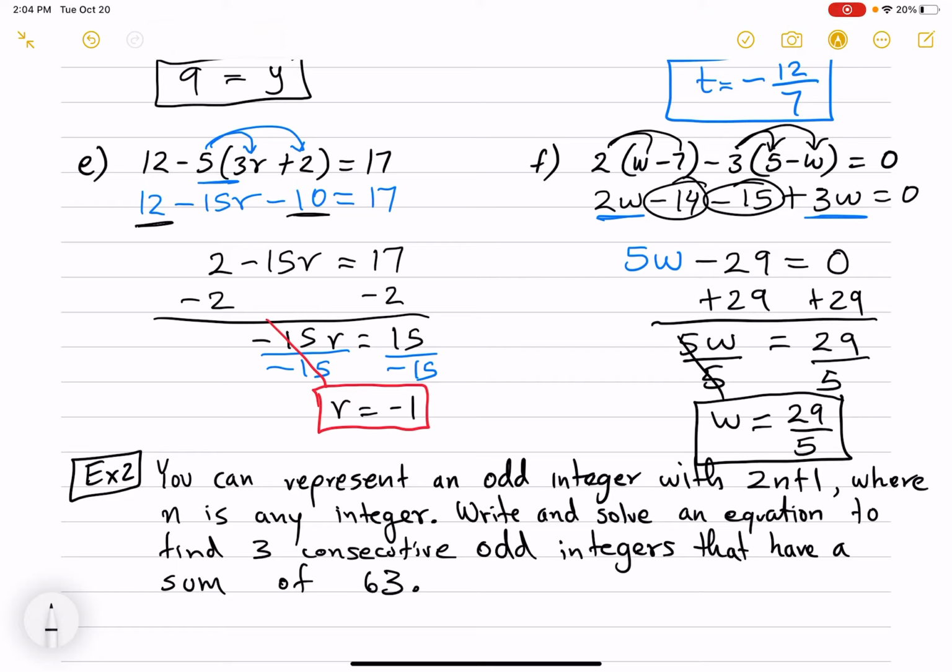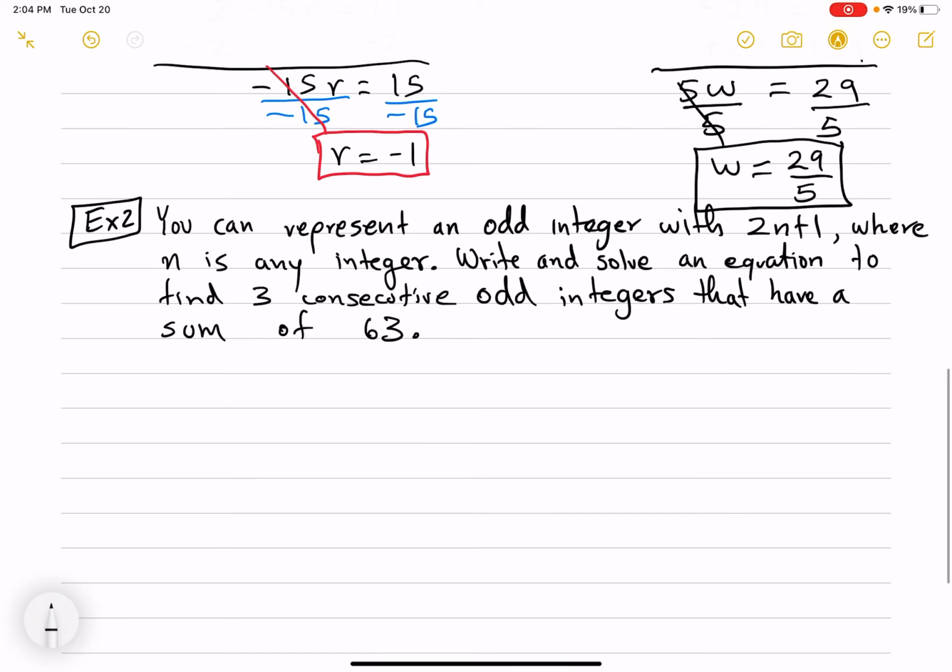Example number 2, we're going to do something similar to solve it. We're going to set up an equation, and then we're going to solve it by using the strategy or strategies that we used in the previous examples. But first we have to write down an equation. So it says here you can represent an odd integer by the expression 2n plus 1.